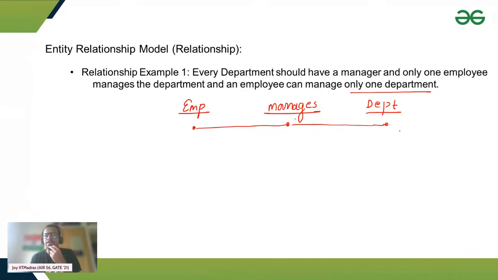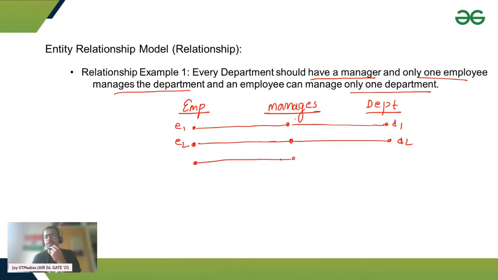One employee managing multiple departments, and one department managed by multiple employees, these two scenarios don't come, because in the problem statement itself they have mentioned that every department should have a manager and only one employee manages the department. For department also it is taking part in only one relationship, and for the employee also it is taking part in only one relationship, right? But the scenario is that we have four departments. We have employee one, which is managing department one, then employee two, which is managing department two, then employee three, who is managing department three.